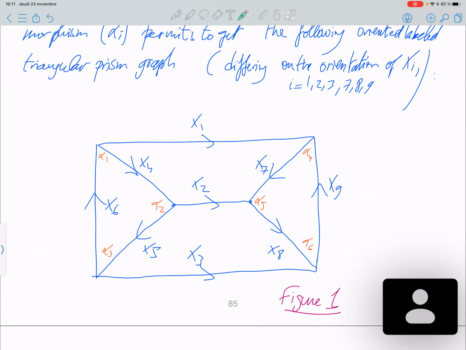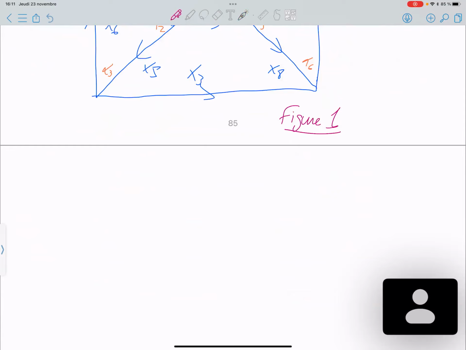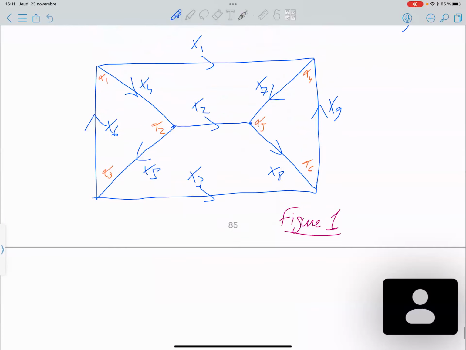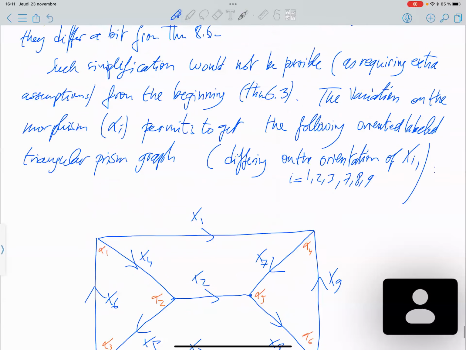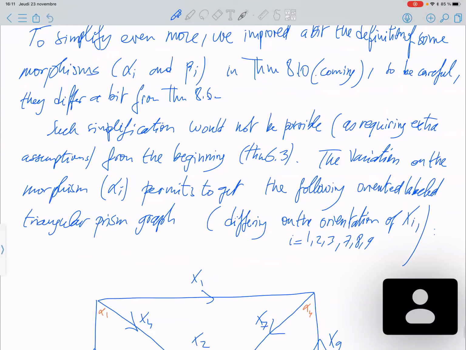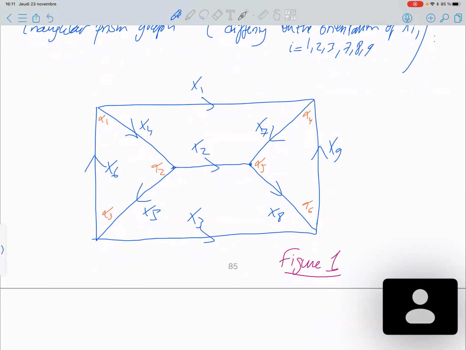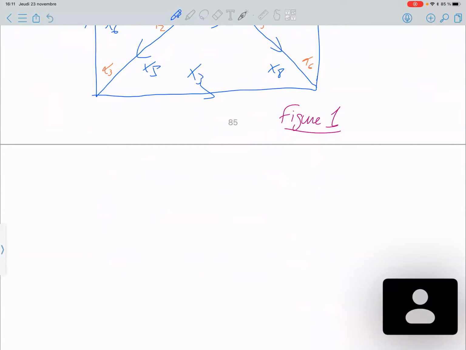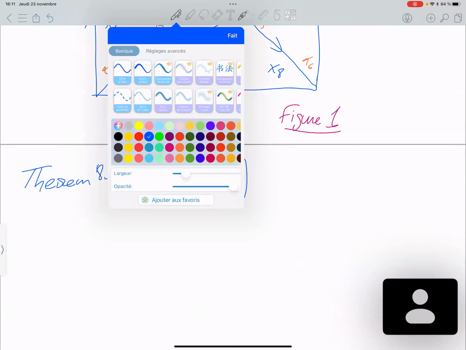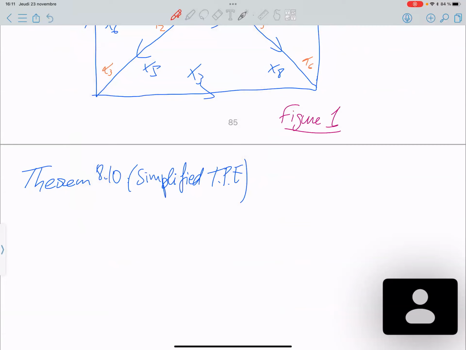Okay. So, theorem. Because we redefined a bit and put more appropriate morphisms, I have to rewrite the list of notation. Theorem 8.10, called simplified TP.